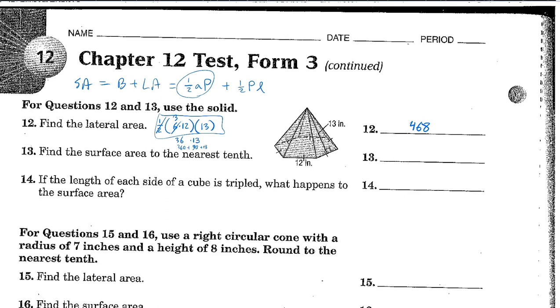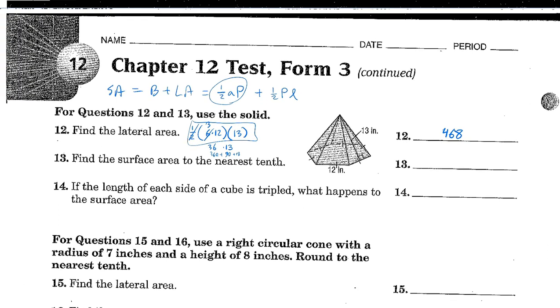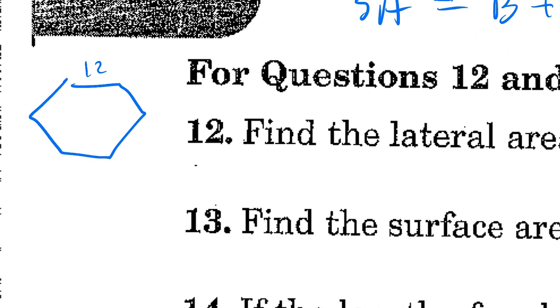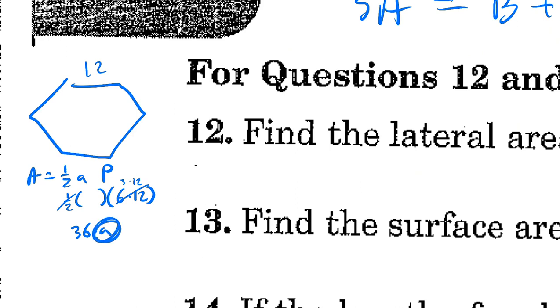So now we just have to find the area of the base to add to that lateral area. So the area of the base, it's a regular hexagon. Let's go off to the side here. We have a regular hexagon of side 12. And so the area is 1/2 apothem times perimeter. And we already know that's 1/2, whatever the apothem is, times 6 times 12. So we already know the 1/2 multiplies to be 3 times 12 is 36. So we have 36 times the apothem. We just need to find out what that apothem is, okay?